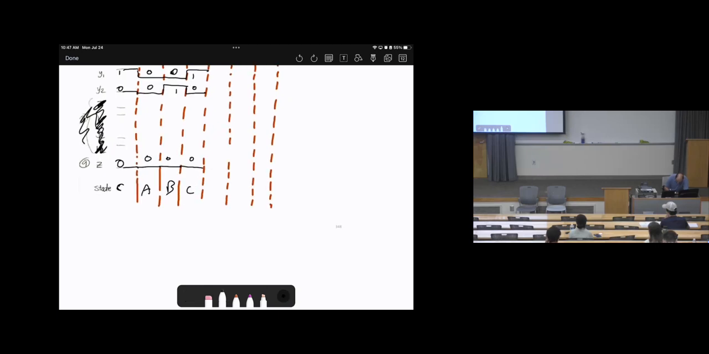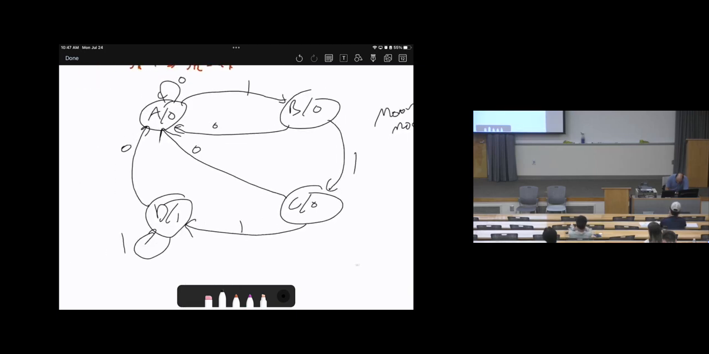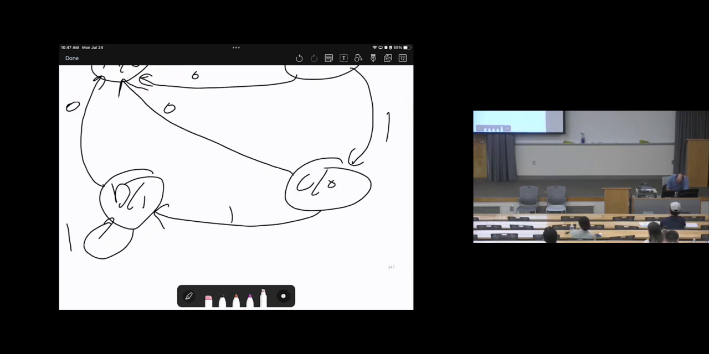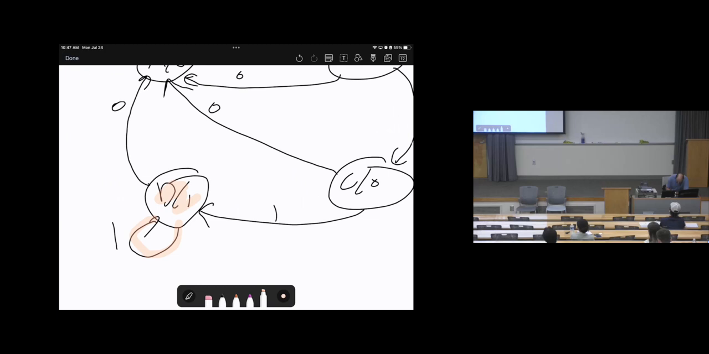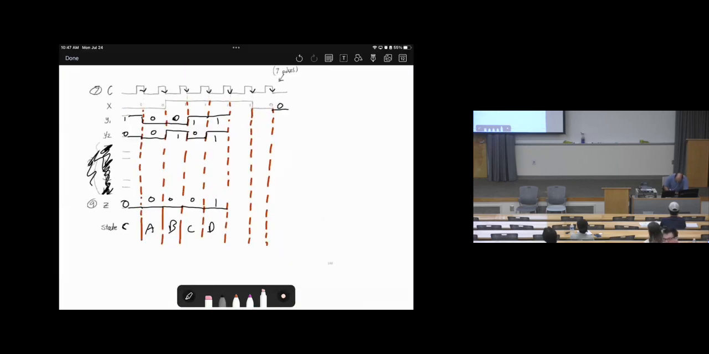We will go to state D, and the output is 1. What will happen in state D? 1, 1. Now we are at state D, the input is 1. State D, input is 1. We will remain at D, right? That's what will happen. And the output is 1. So we will remain at D. The output is 1.